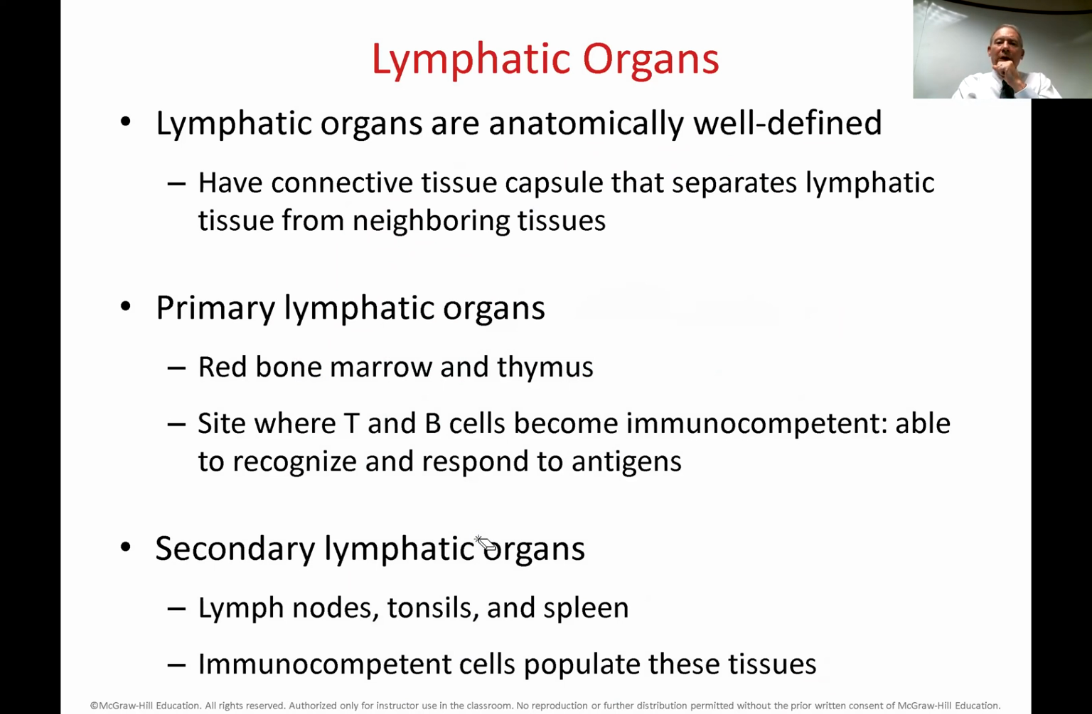All right, the organs of the lymphatic system, they're pretty well demarcated. They're fairly well defined. They usually are surrounded and enclosed by some connective tissue that makes a capsule around it. What are some of the primary and secondary lymphatic organs? Primary lymphatic organs would include the red bone marrow and the thymus. And some of the secondary lymphatic organs would be the lymph nodes, the tonsils, and the spleen. The spleen is located in the left upper quadrant of the abdomen.